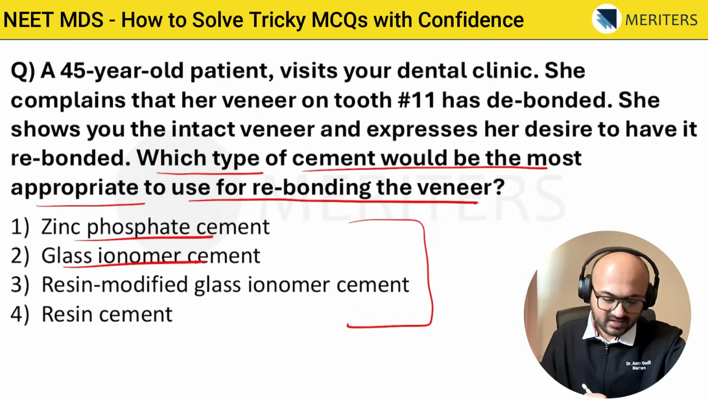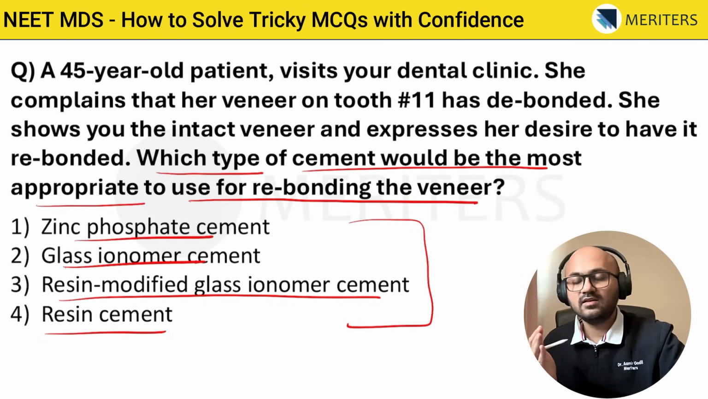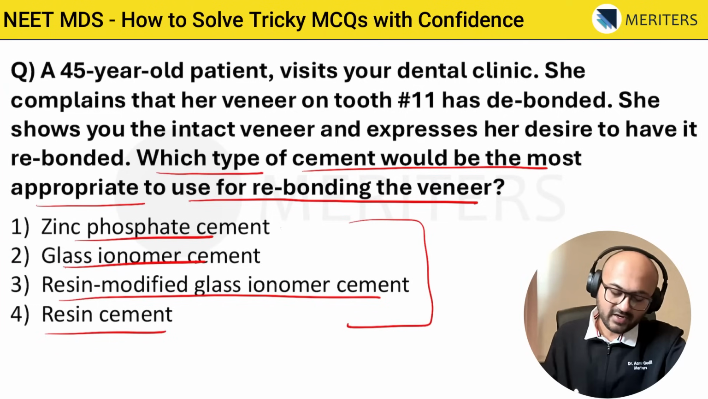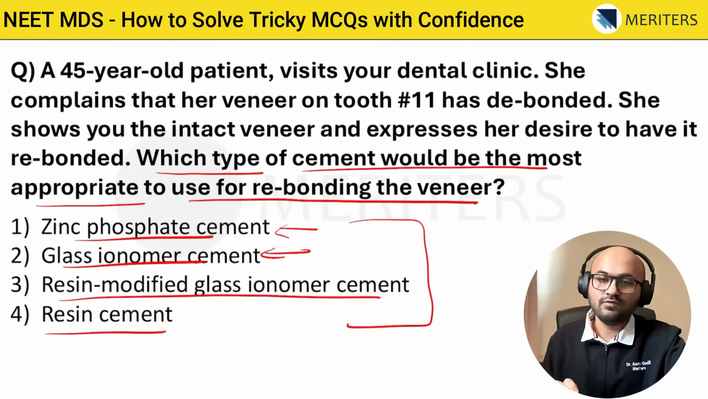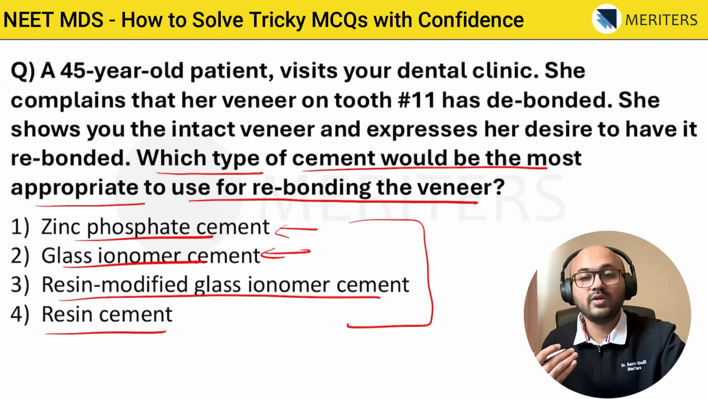Zinc phosphate, GIC, resin modified GIC, and resin cement. Now, veneers are cemented with adhesive resin cement only, okay, because of the properties that are required for bonding. Zinc phosphate and GIC are definitely not used for veneer recementation or cementation, but people might get confused between resin modified GIC and resin cement. Remember, glass ionomer is not used for glass ceramics, okay?